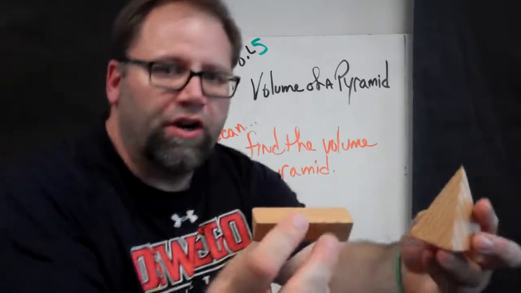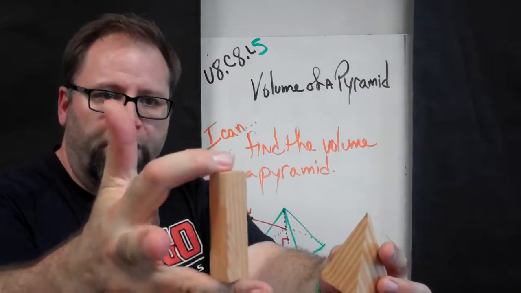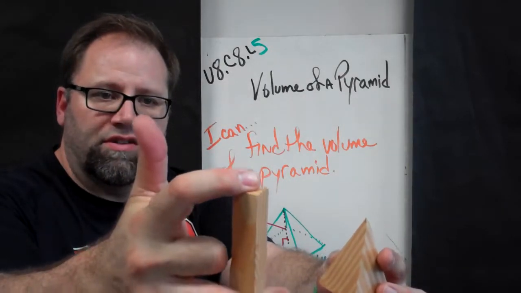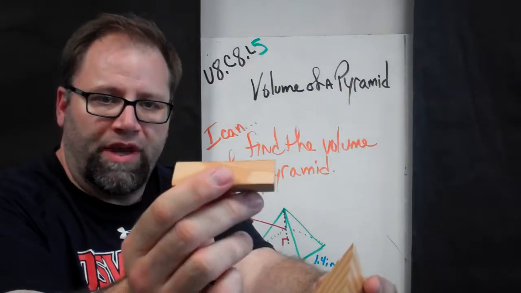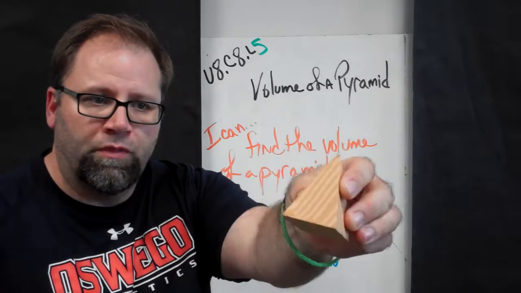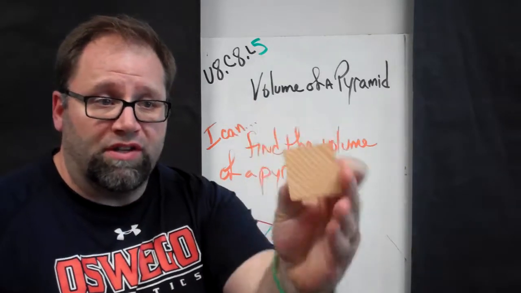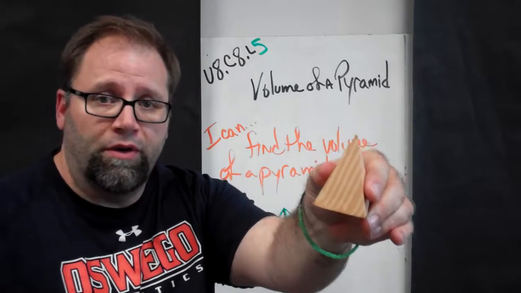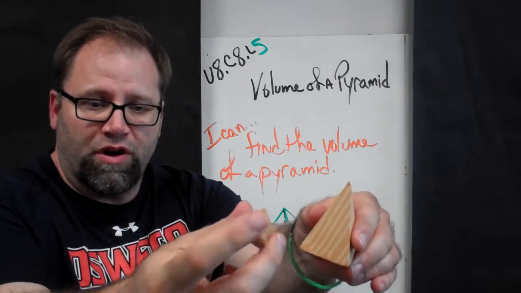And what you'll see here, and the difference is, this prism has two parallel bases, top and bottom, or side to side, two parallel bases. This pyramid, though, only has one base. And then that pyramid is named by whatever base it is. So this would be a rectangular pyramid. This, of course, is a triangular prism because the base is a triangle.